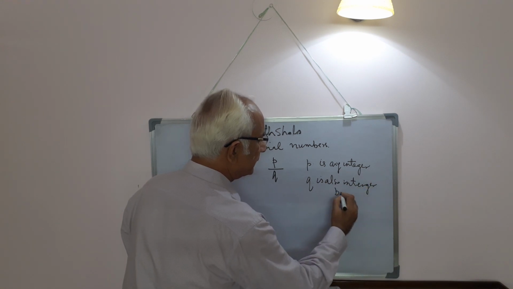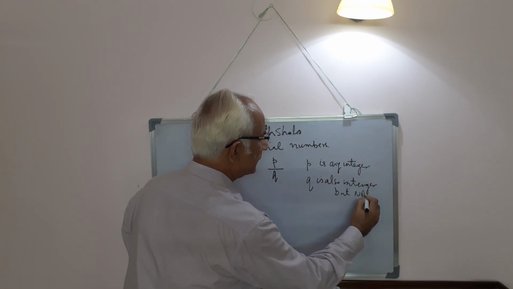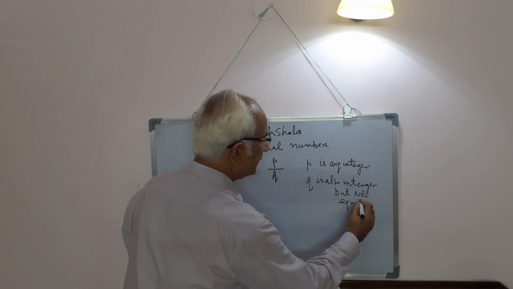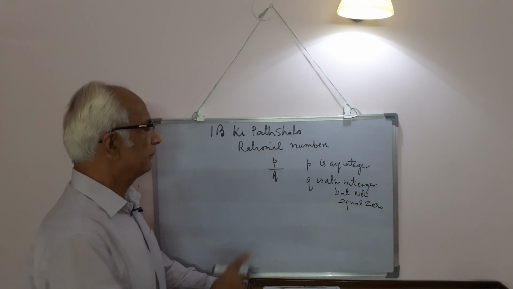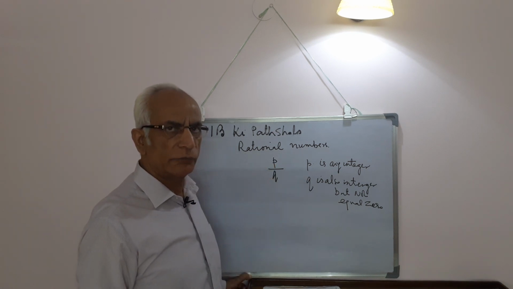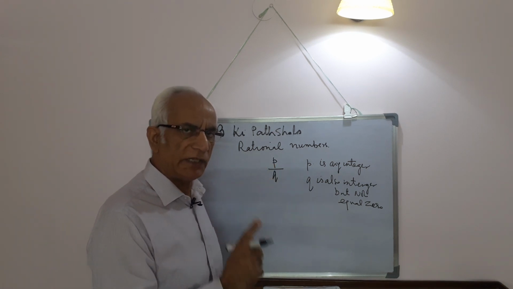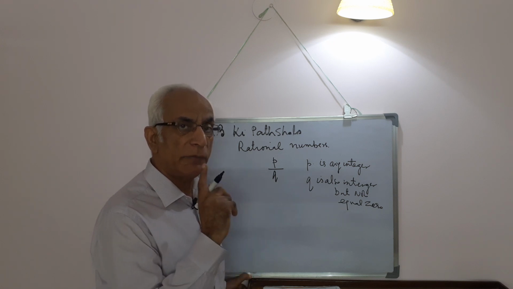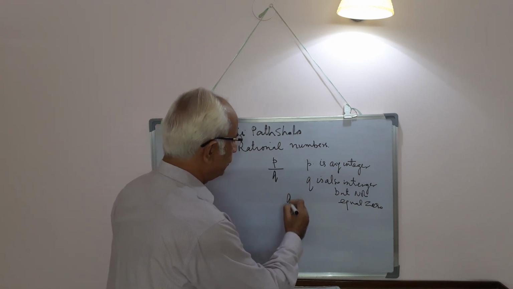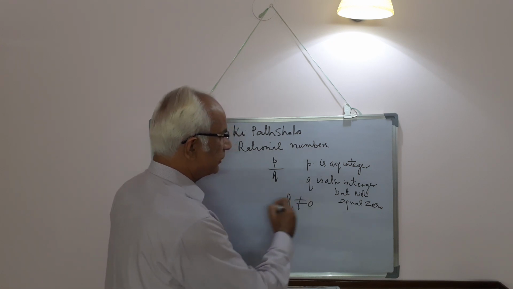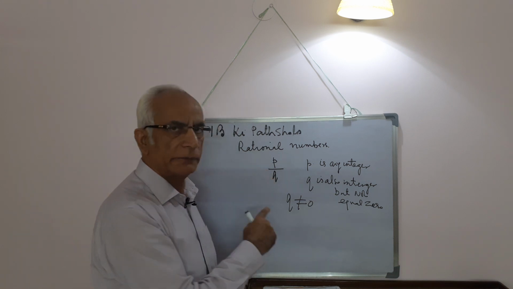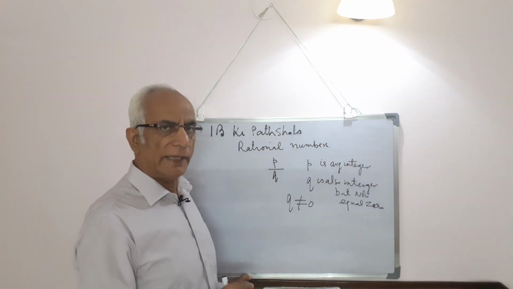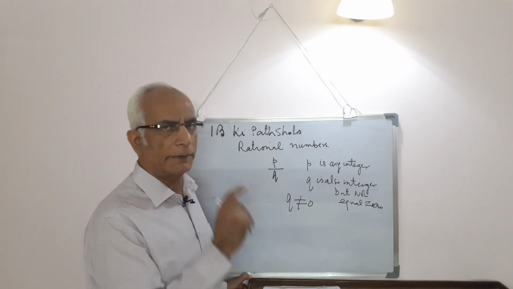but not equal to 0. This is important. P can be any integer, Q can also be any integer, but Q cannot be 0. Q is not equal to 0. So if we can express a number in this manner, then that number will be a rational number.